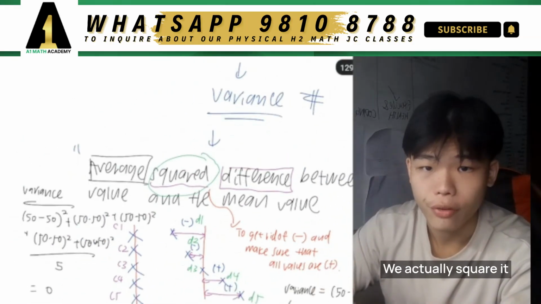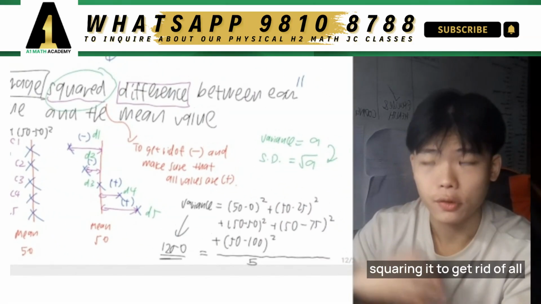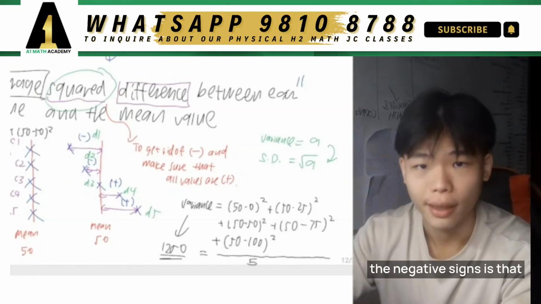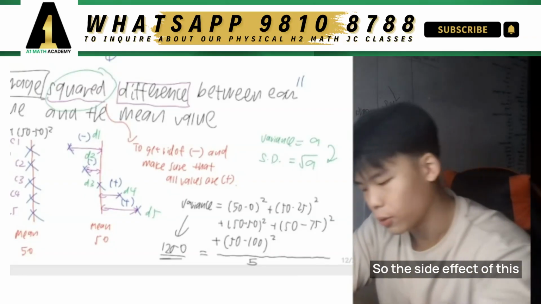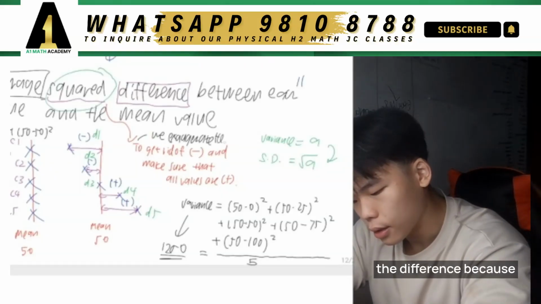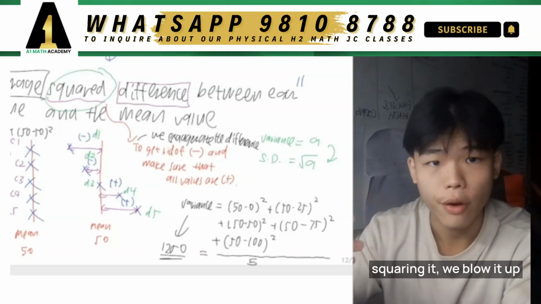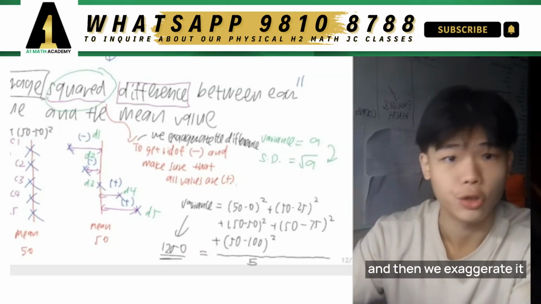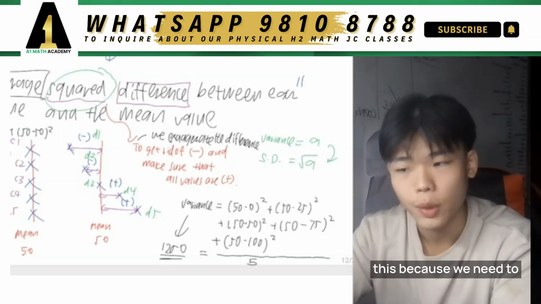We squared it at the start to get rid of all the negative signs. But the downside of squaring it to get rid of all the negative signs is that we blow up the values. We exaggerate the difference. Because if the original difference is, let's say, 5, by squaring it, we blow it up and exaggerate it to become a score of 25. But we have to do this because we need to get rid of the negative sign.